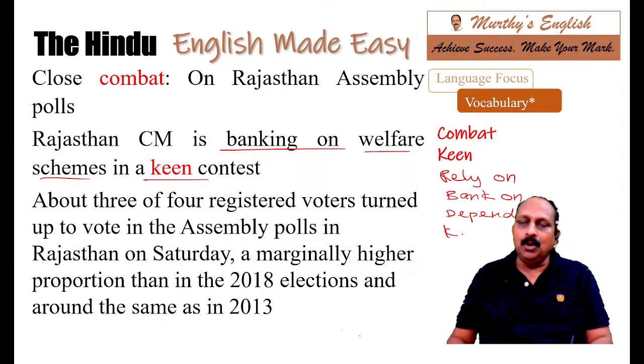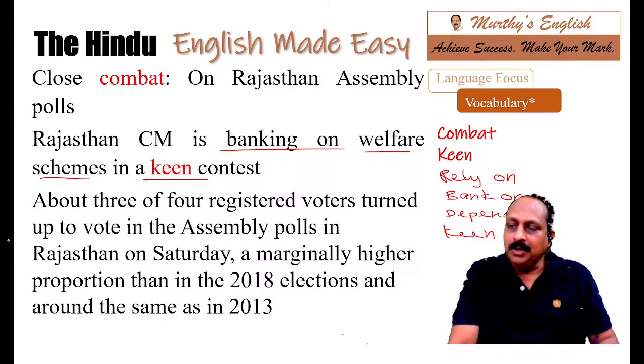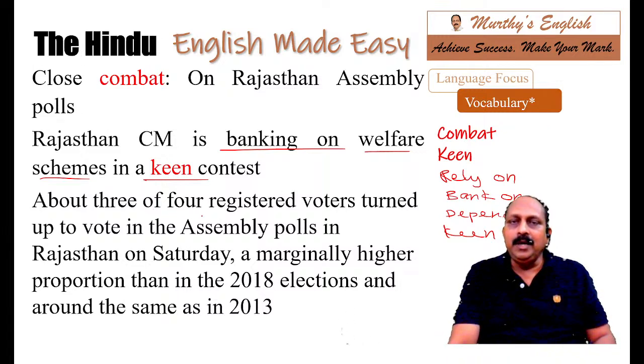One is to show a lot of interest. Are you keen on learning something? Are you interested in learning something? And in this context, keen means something like a very close contest. Now it has to provide information: about three-fourths of registered voters turned up to vote. An important phrasal verb, turn up. Turn up means to appear.